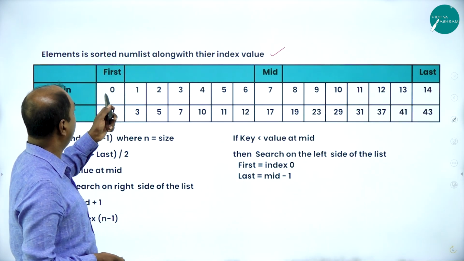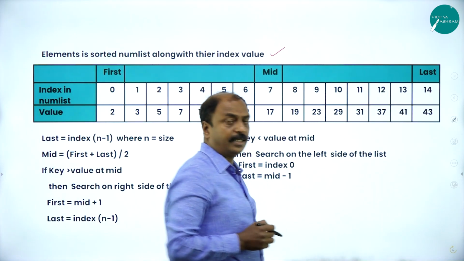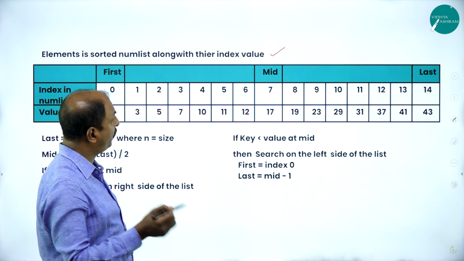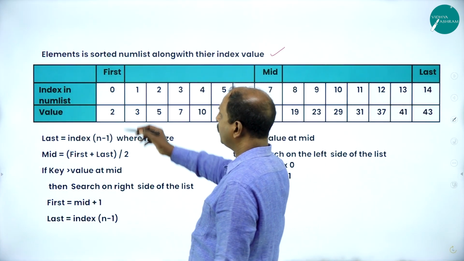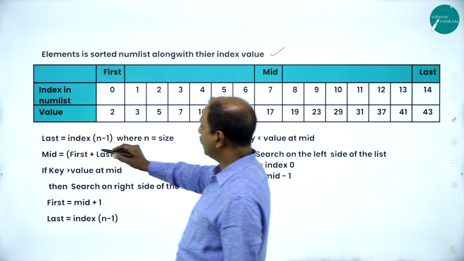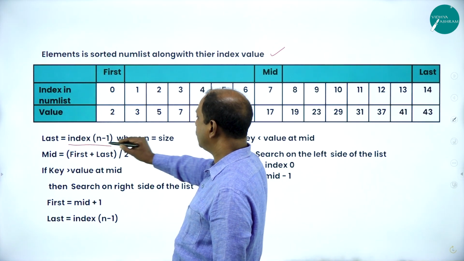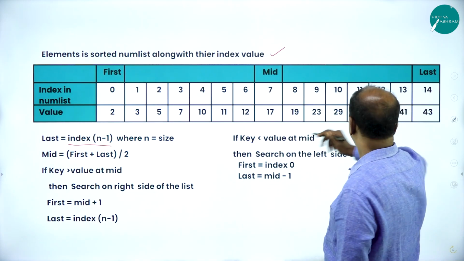Because the index starts with 0, this is the last index, and the length of the given list is 15. So what is the first step here? The first step is to find the middle element of the given list. What is the last index? Index n minus 1. Here n, the size, is 15, so minus 1 is 14.